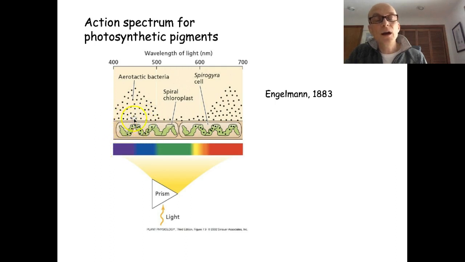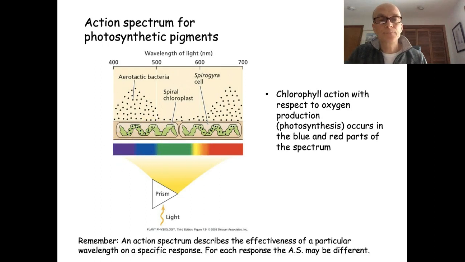So along the blue wavelengths, there were bacteria that were picking up oxygen, and along the red ones too. And so he could say from this experiment that the action spectrum, so where do we see oxygen evolution occurring, occurs here in the blue and in the red. So chlorophyll action with respect to oxygen production, or photosynthesis as we now know, occurs in the blue and the red parts of the spectrum. And just as a reminder, the definition of an action spectrum, compared to an absorption spectrum, describes the effectiveness of a particular wavelength on a specific response.